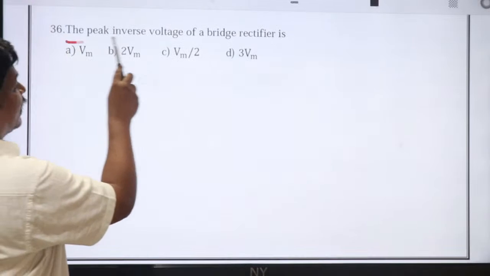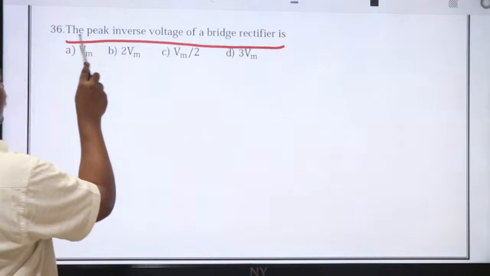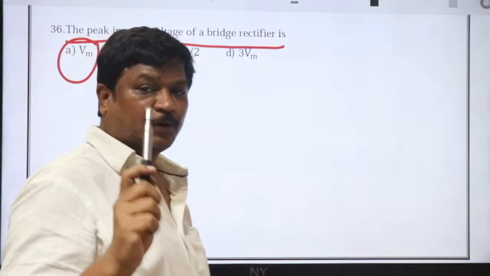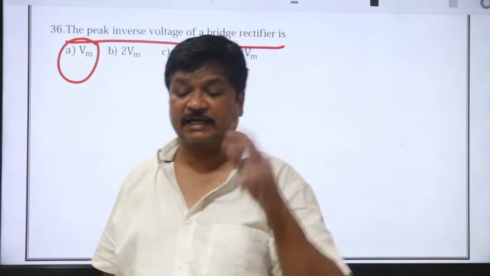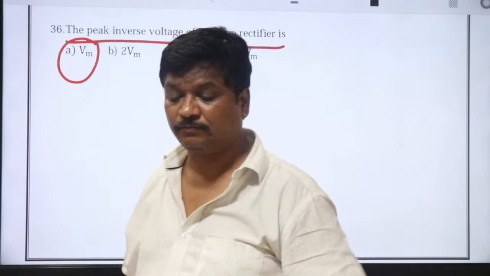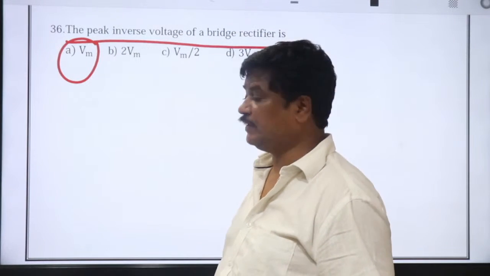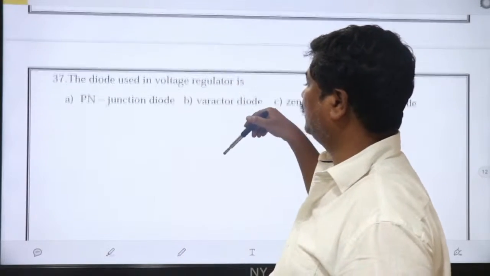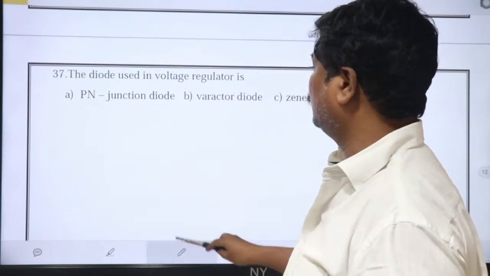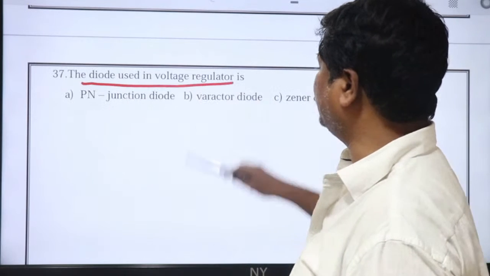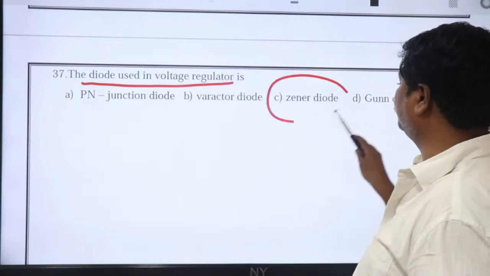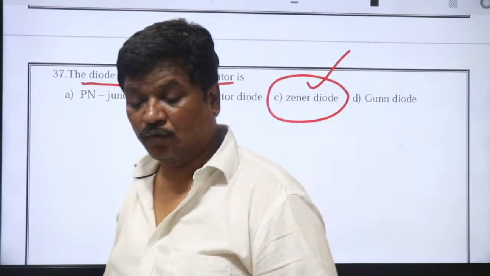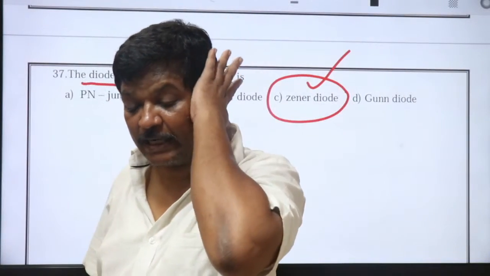The peak inverse voltage of a bridge rectifier is VM. Center tap transformer is 2 VM. Half wave rectifier is also VM. Right. Next, the diode used in the voltage regulator is, what is that? Zener diode.